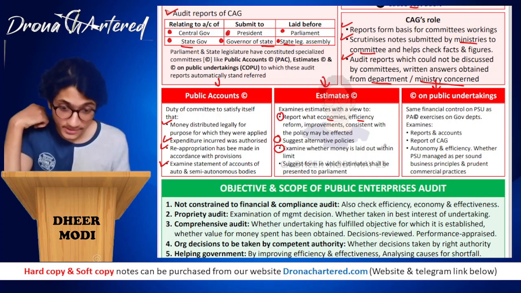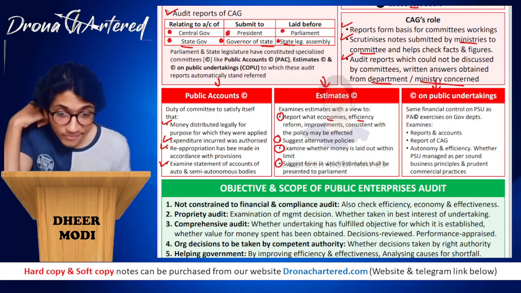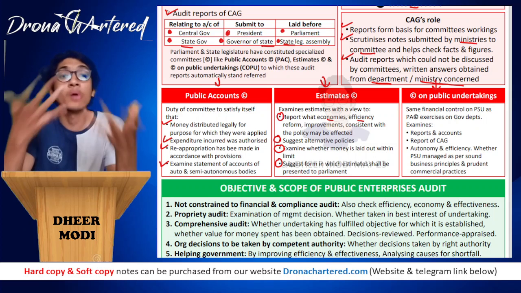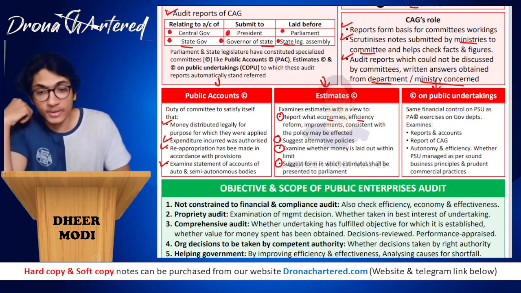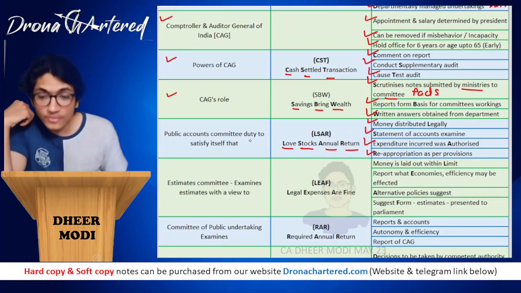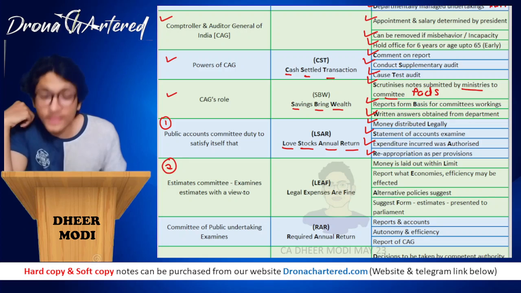Examine whether money is laid out within the limit. And last, suggest form in which estimates shall be presented to the parliament. That is, in what form, how will you present this to the parliament? So this is the key for the estimates committee. So this we did, public accounts committee. Second, we are doing estimates committee.